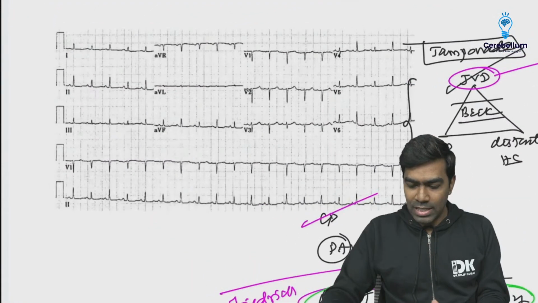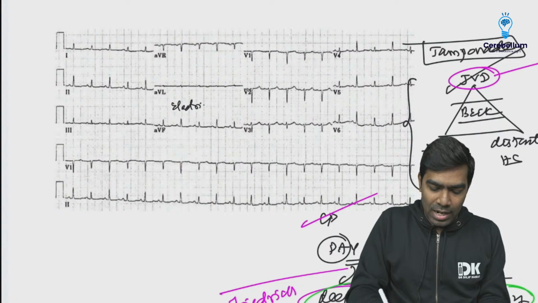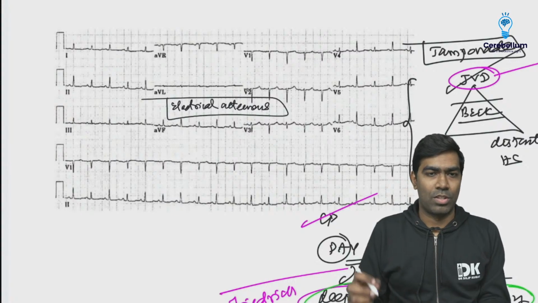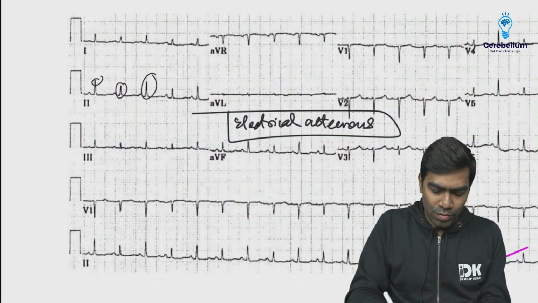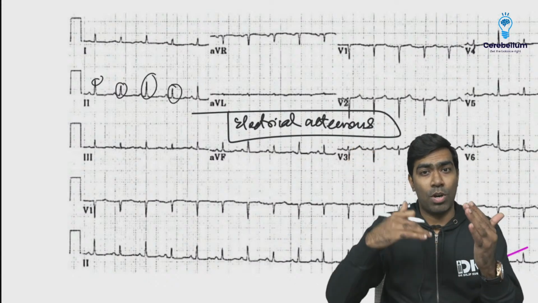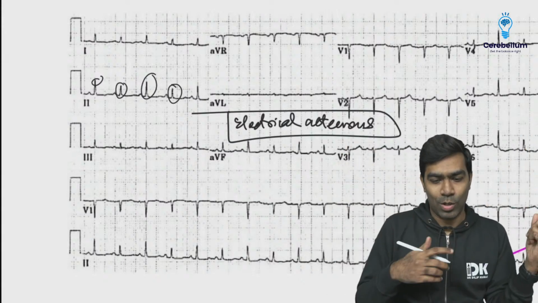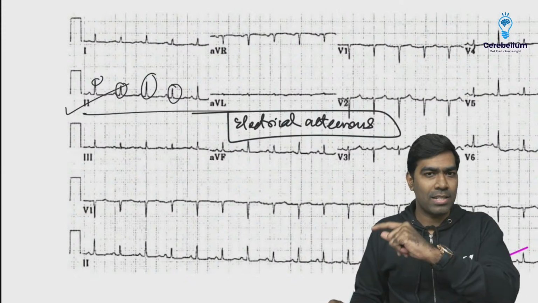What do you see in the ECG whenever you talk about tamponade? You see something called electrical alternans. This is a key ECG finding in exams. So what is electrical alternans? You are going to see alternating amplitudes of the QRS complex: one large, one small, one large, one small, large, small, large, small. That is electrical alternans, and that is what you are seeing in this ECG, which is suggestive of tamponade.